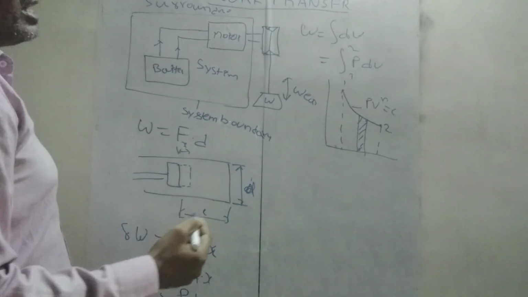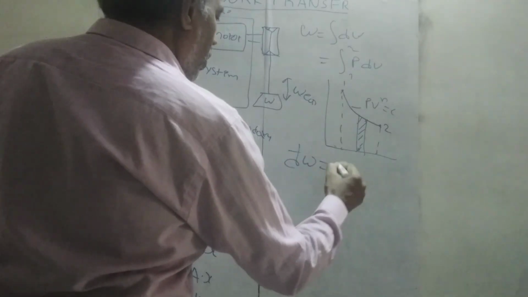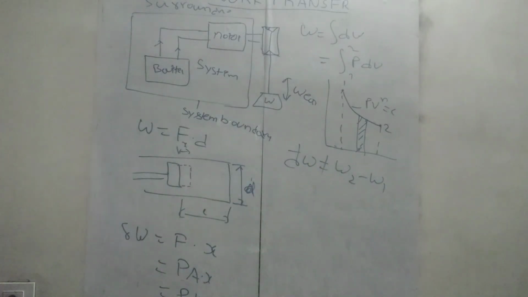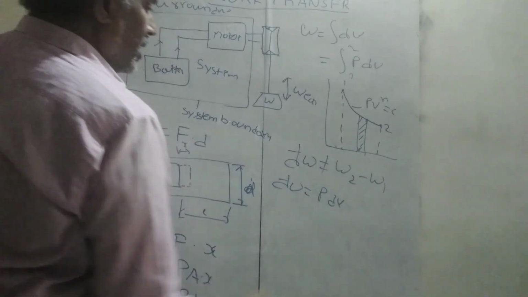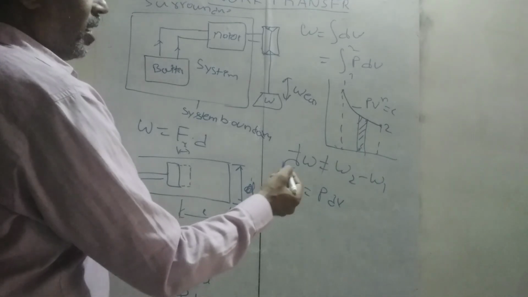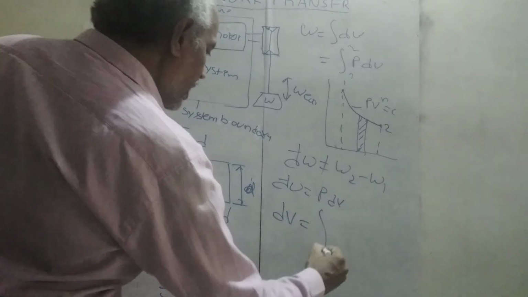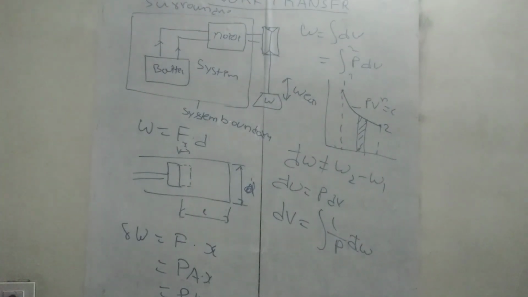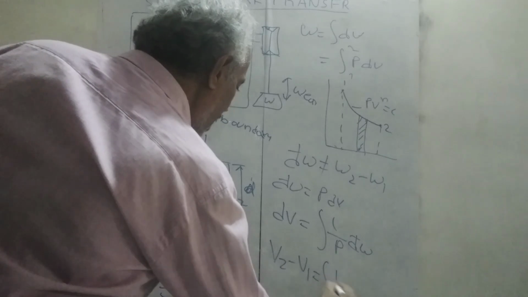So it is not an exact differential. If you say dW is equal to W2 minus W1, it is not possible. dW is not equal to W2 minus W1. dW is P dV, so W is not an exact differential. But dU is a perfect differential, because 1 by T is an integrating factor and dQ is an inexact differential. So dU is equal to U2 minus U1, which is equal to the integral of 1 by T into dQ.